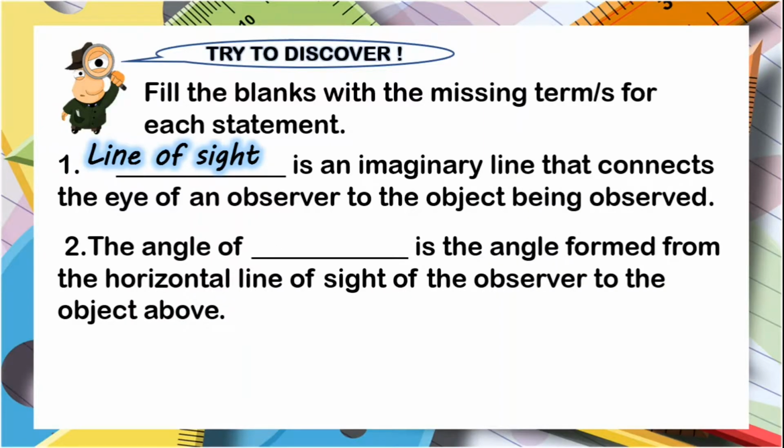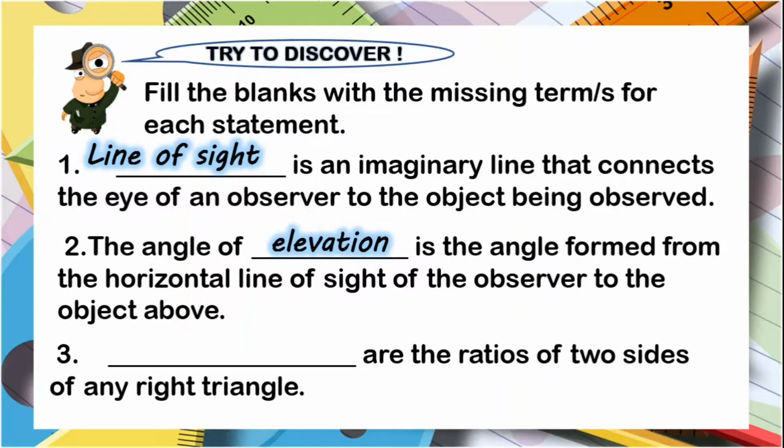For number 2, the angle of blank is the angle formed from the horizontal line of sight of the observer to the object above. Can you guess the correct answer? If your answer is elevation, very good, you are correct. For number 3, blank are the ratios of two sides of any right triangle. Have you figured out the answer? If your answer is trigonometric ratio, well done, you got the correct answer.